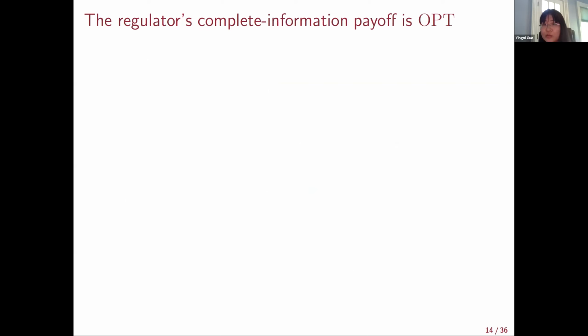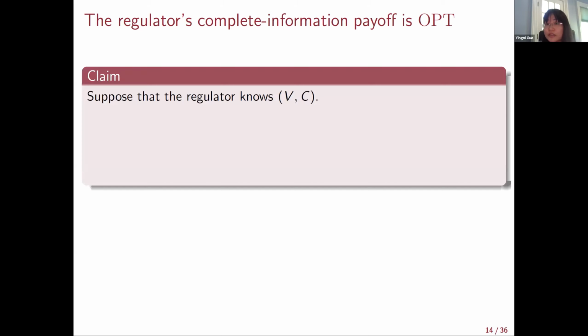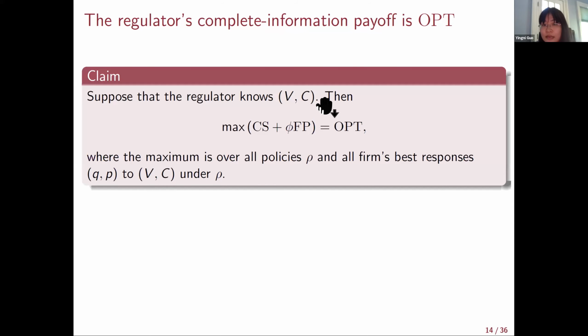the first claim we want to make is that if the regulator actually knew the demand and cost function, then he can choose a policy such that his payoff is exactly equal to the optimal or the maximum total surplus. So suppose that the regulator knows demand and cost, then the optimal payoff the regulator can get is equal to the optimal or the maximum total surplus.